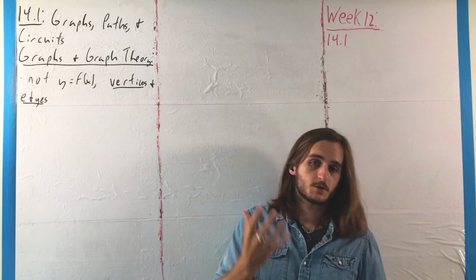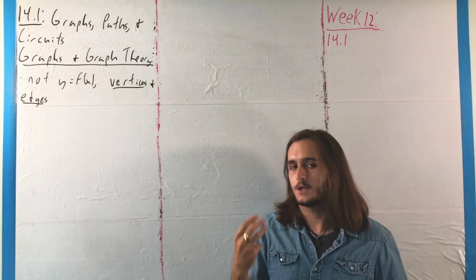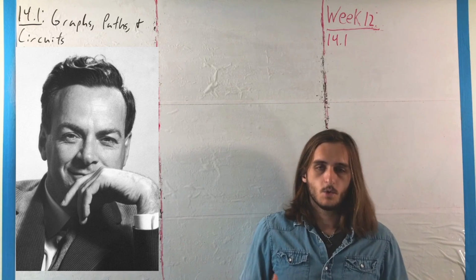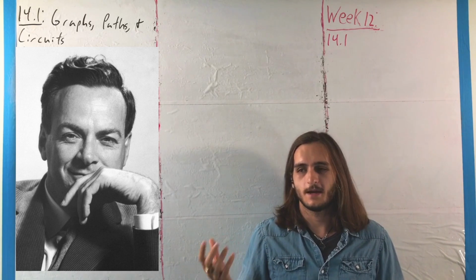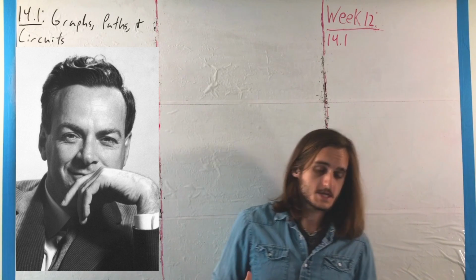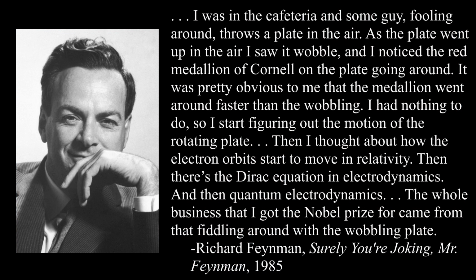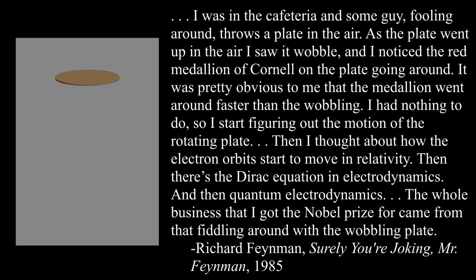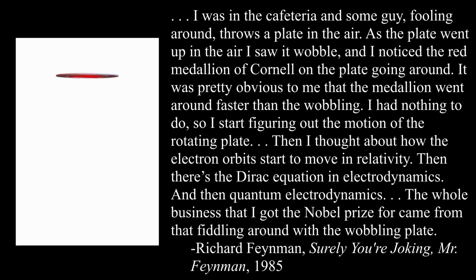For a different sort of example, we can fall back on an anecdote of Feynman's, where he was talking about a discovery he made that led to a Nobel Prize that came from a situation in a cafeteria, where what he says is, "I was in the cafeteria and some guy fooling around throws a plate in the air. As the plate went up in the air, I saw it wobble, and I noticed the red medallion of Cornell on the plate going around. It was pretty obvious to me that the medallion went around faster than the wobbling. I had nothing to do, so I started to figure out the motion of the rotating plate.